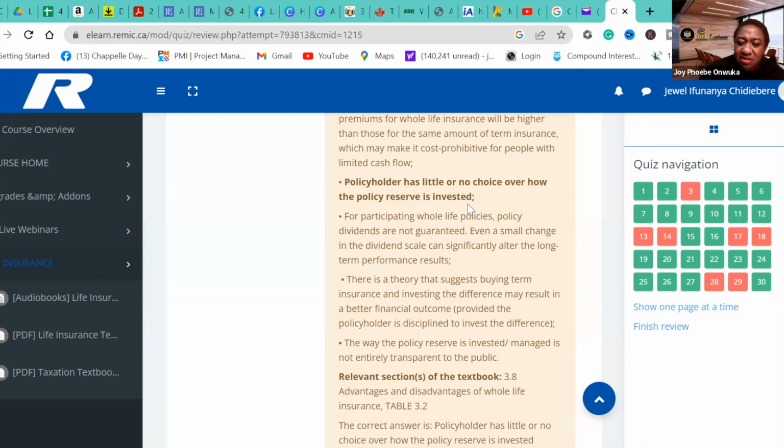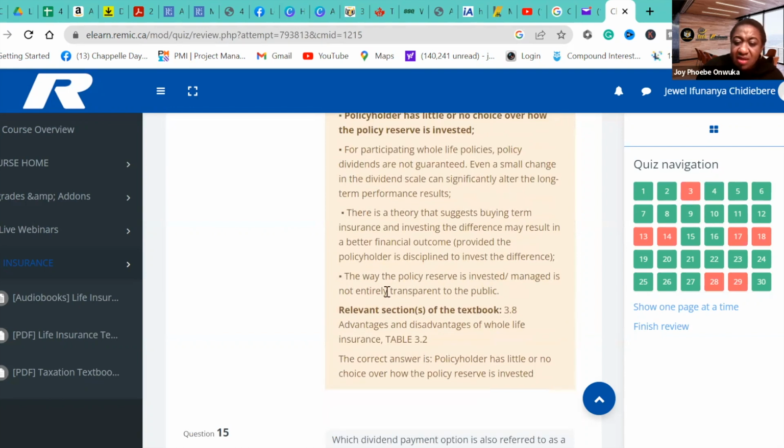Okay, let's read this, all right? We say that policyholder has little or no choice over how the policy reserve is invested. For participating whole life policies, policy dividends are not guaranteed. Yes, even a small change in the dividend scale can significantly alter the long-term performance result. There is a theory that suggests buying term insurance and investing the difference may result in a better financial outcome, provided the policyholder is disciplined to invest the difference. The way the policy reserves is invested and managed is not entirely transparent to the public.